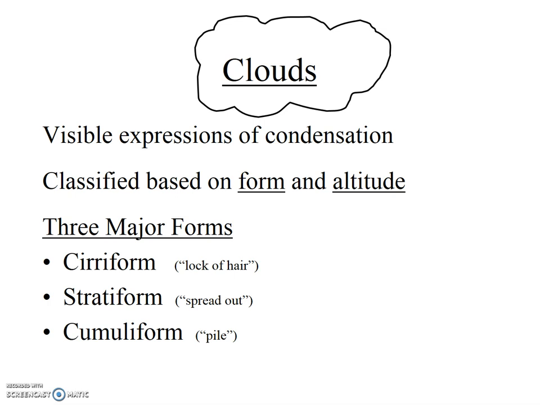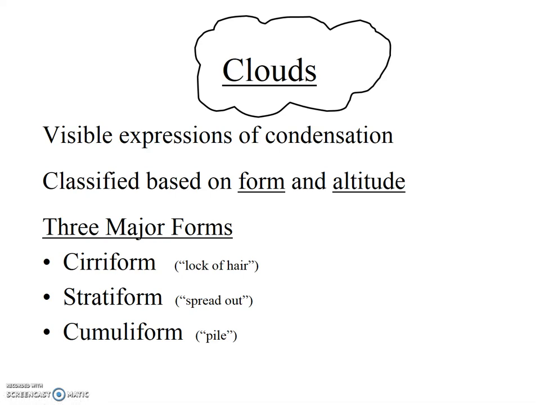Cirriform clouds are thin, wispy clouds, generally at high altitudes, and also generally made out of ice crystals, not water droplets. The name cirriform comes from the Latin for a lock of hair, which is implying, again, that kind of thin, wispy look to the clouds.